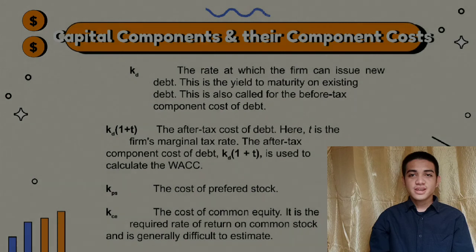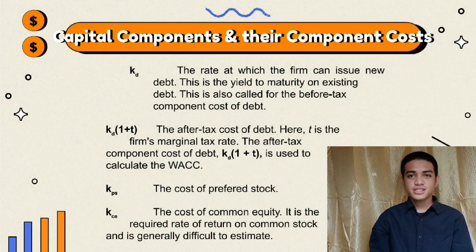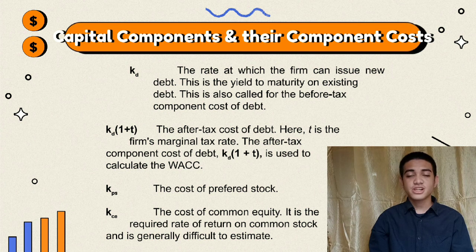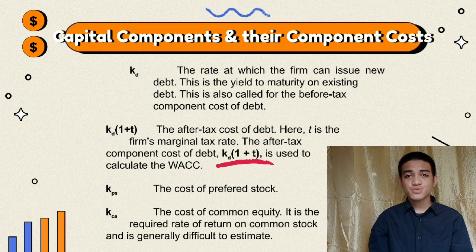To get the weighted average cost of capital, we need to learn the formula and its capital and cost components. Symbol KD is the rate at which the firm can issue new debt. This is the yield to maturity on existing debt. This is also called the before-tax component cost of debt. Symbol KD times (1 minus T) is the after-tax cost of debt. Here, T is the firm's marginal tax rate. The after-tax component cost of debt, KD times (1 minus T), is used to calculate the WACC.